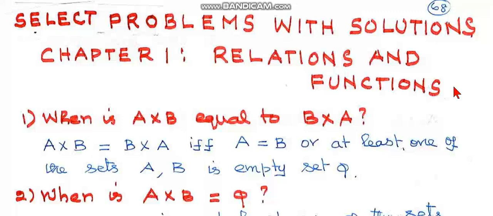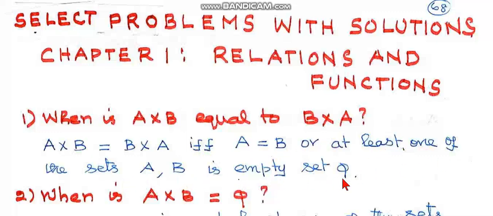Problems with the solutions. Chapter 1, Relations and Functions. Question number 1. When is A cross B equal to B cross A? A cross B equal to B cross A if and only if A equal to B or at least one of the sets A, B is empty. IFF is the symbol for if and only if.